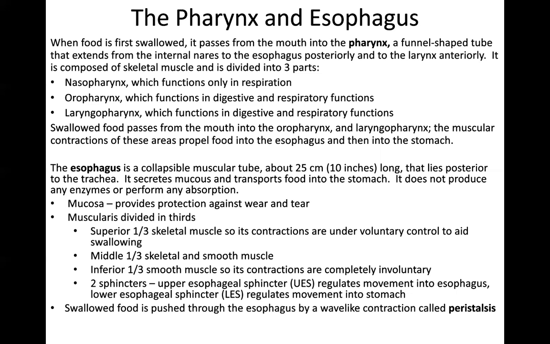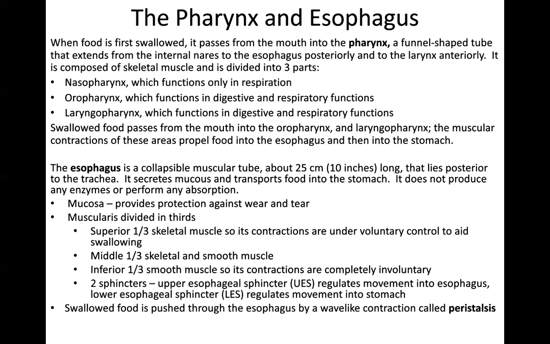Okay. Now remember, there are those 4 layers: mucosa, submucosa, muscularis, and the serosa. I want to just mention the mucosa and the muscularis. The mucosa of the esophagus provides protection against wear and tear. And the muscularis, which I want to talk about, is divided into thirds. The superior third is made up of skeletal muscle, which allows for its contractions to be under voluntary control, which helps with swallowing. The middle third is made up of both skeletal and smooth muscle, and the inferior third is made up only of smooth muscle, which makes its contractions completely involuntary.